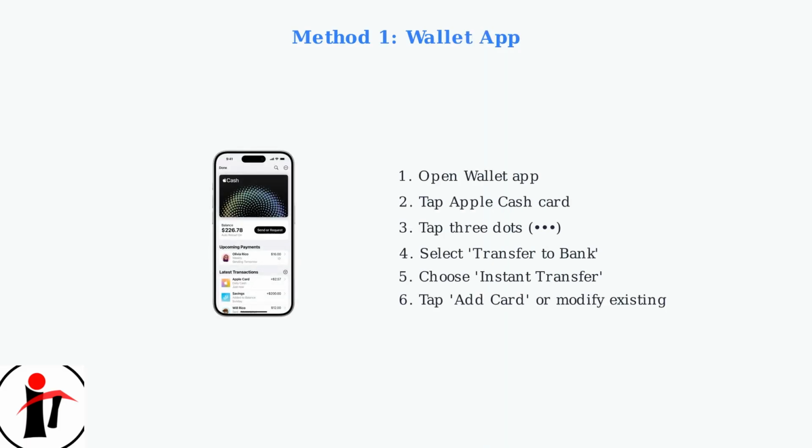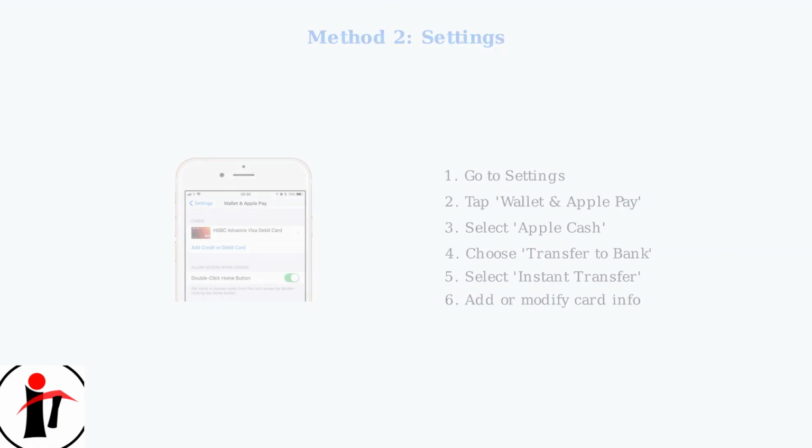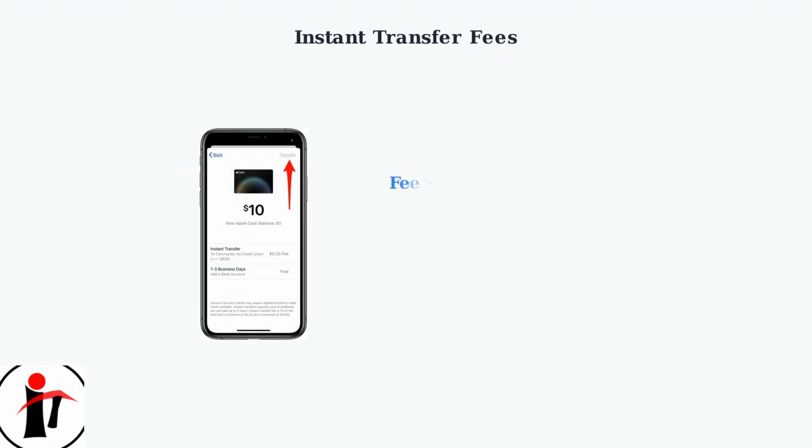Open the Wallet app, tap your Apple Cash card, then tap the three dots in the upper right corner. Select Transfer to Bank, choose Instant Transfer, then either add a new card or modify your existing one. Alternatively, you can update your card through Settings. Navigate to Settings, then Wallet and Apple Pay, select Apple Cash, choose Transfer to Bank, then Instant Transfer to manage your card information. Remember that instant transfers come with a fee.